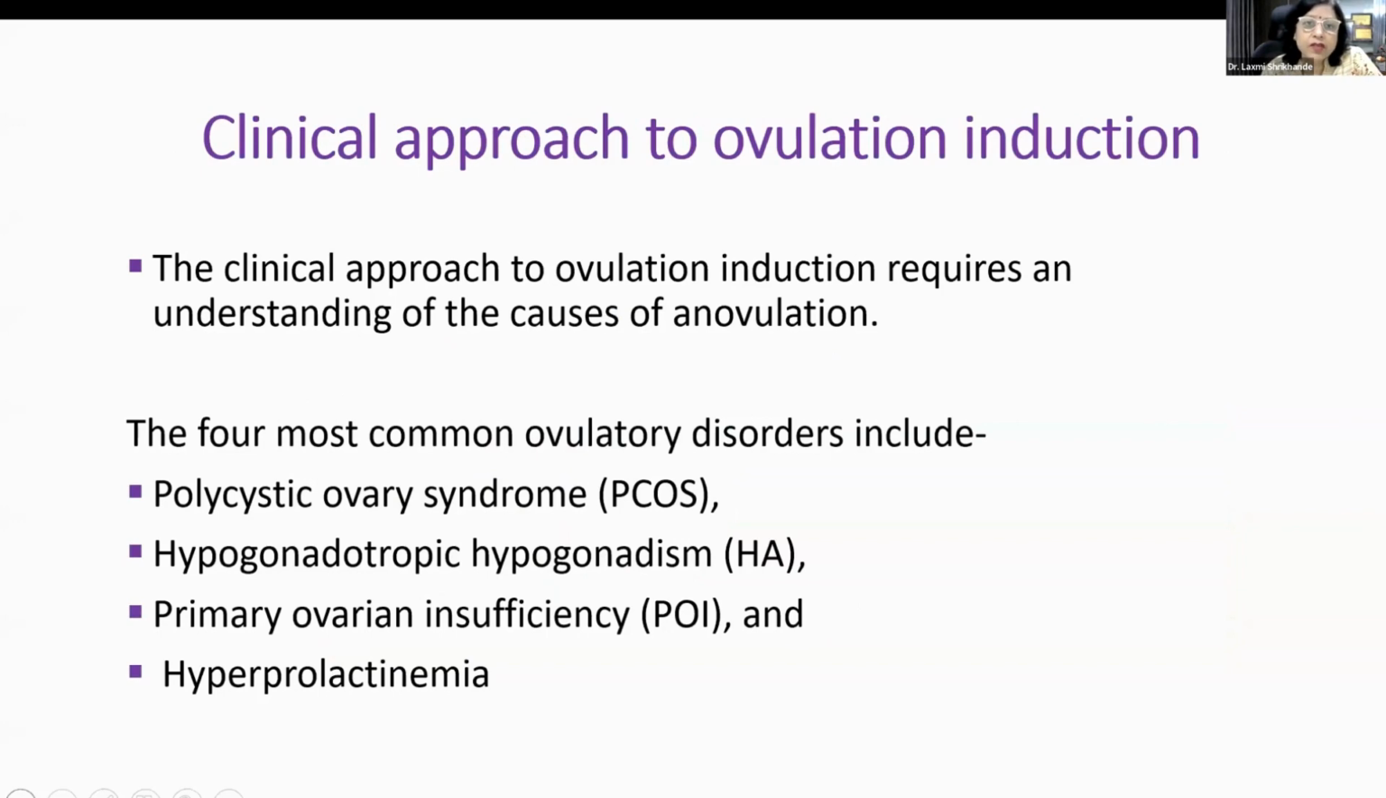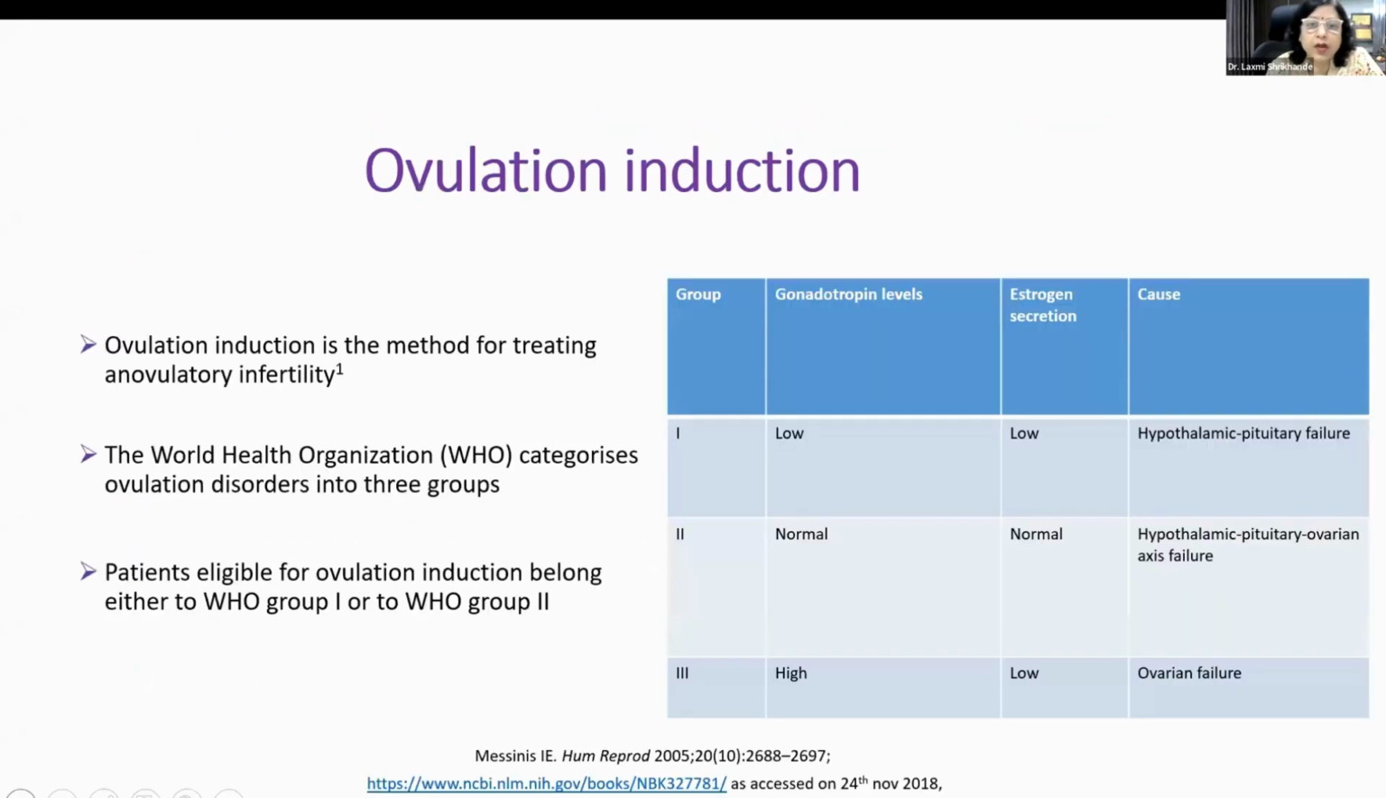It requires first an understanding of the causes of anovulation, and the four most common ovulatory disorders include polycystic ovarian syndrome, hypogonadotropic hypogonadism, primary ovarian insufficiency, and hyperprolactinemia. So we all know that ovulation induction is the method for treating anovulatory infertility. WHO categorizes ovulation disorders into three groups, and patients who are eligible for ovulation induction belong either to WHO group 1 or WHO group 2.